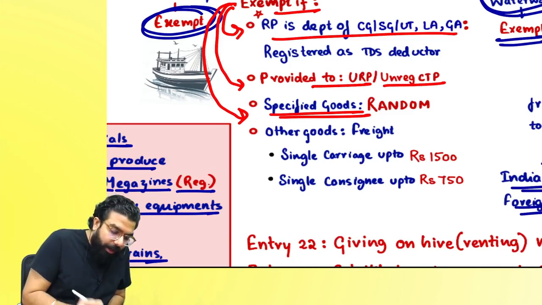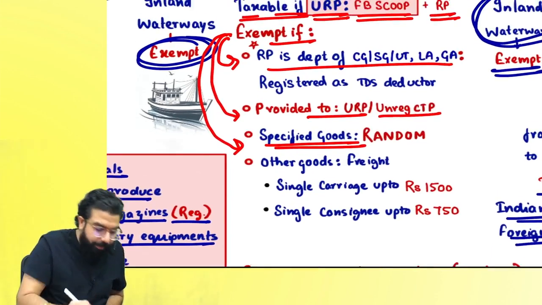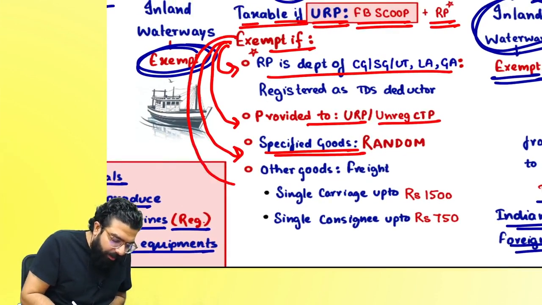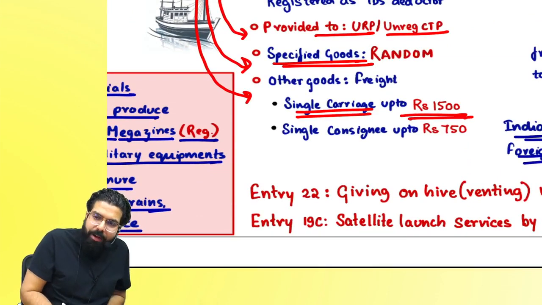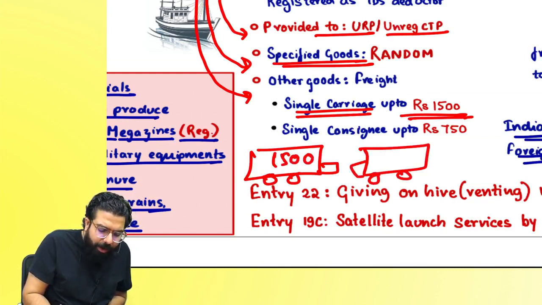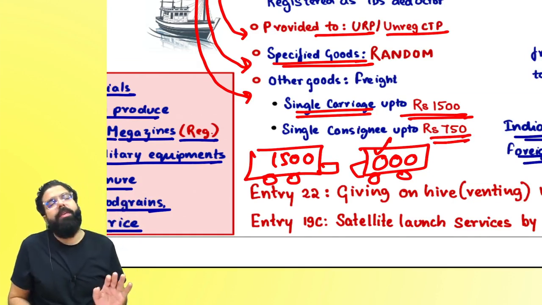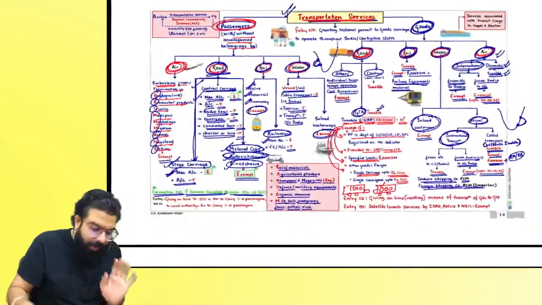Next, sir, here railway material and railway equipment is not there. In the case of a GTA, it will be exempted if the GTA has charged 1500 for a single carriage. So for a full truck, if the GTA has charged 1500, or if in one truck the goods of 2-3 people are being sent and per person they have charged up to 750, then also it will be exempted. Right, everyone?